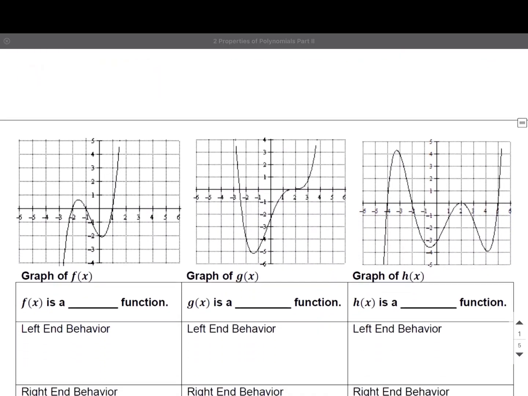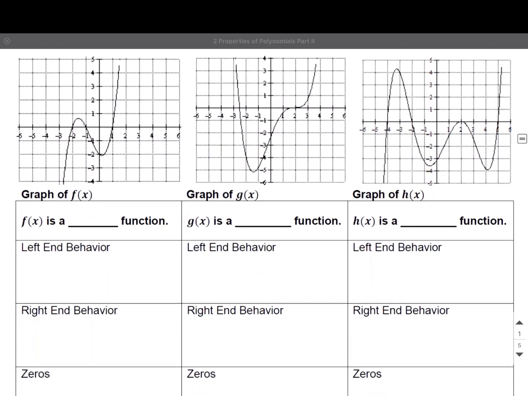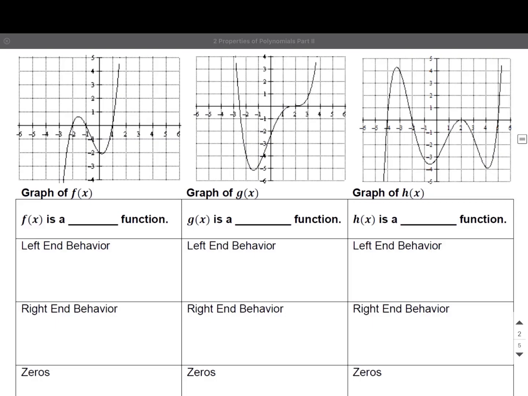their functions. So we have here the graphs of 3 different functions, f of x, g of x, and h of x. Now it turns out that f of x is a cubic function. Okay, so it's a cubic function.